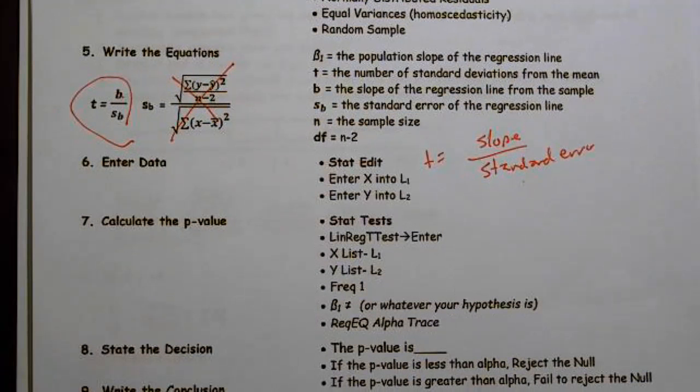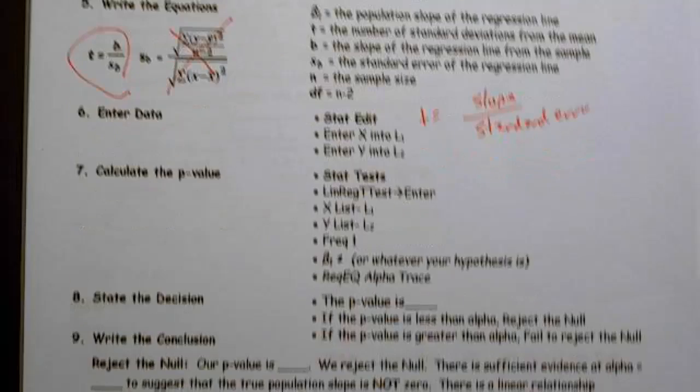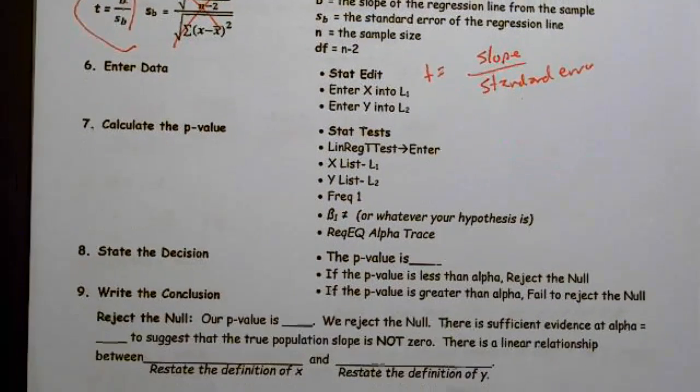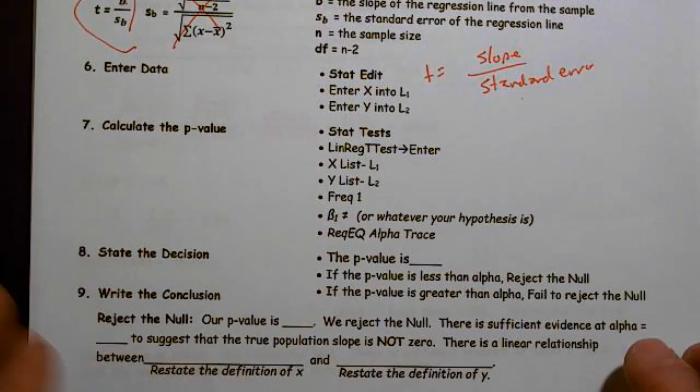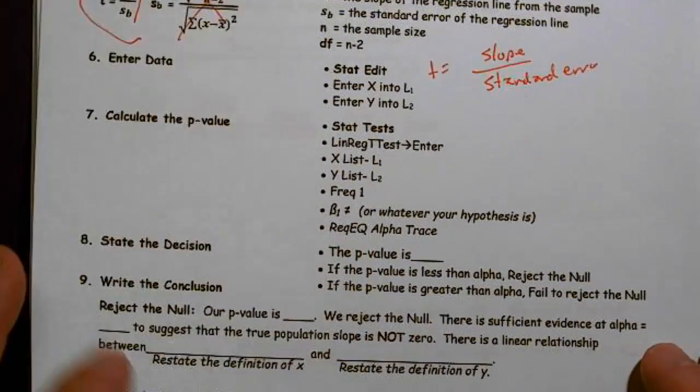We're going to enter the data into L1 and L2, which I've already done, calculate, and state our decision. Our p-value is blank. We reject the null. There's sufficient evidence at alpha equal to 0.05 to suggest the true population slope is not 0. There is a linear relationship between whatever x is and y is. Then, of course, if we fail to reject, we're saying there is not a linear relationship.